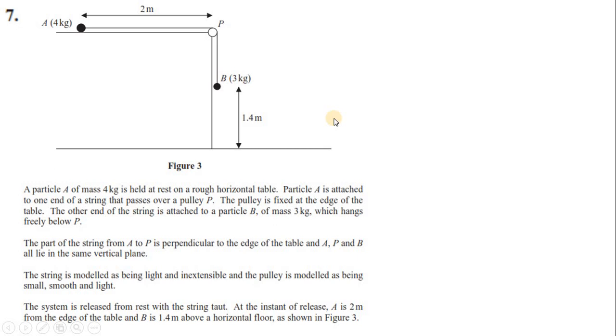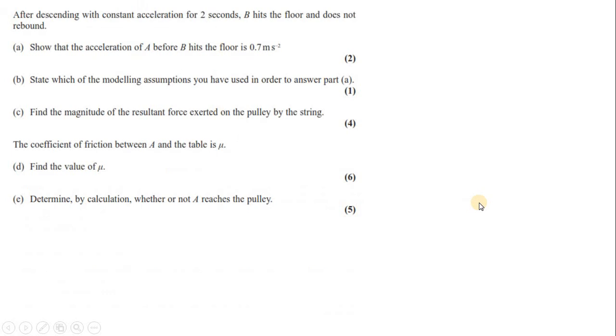The system is released from rest with the string taut. At the instant of release, A is 2 meters from the edge of the table and B is 1.4 meters above the horizontal floor, as shown in the diagram. So this is the situation: particle A is 2 meters away from the pulley, and particle B is 1.4 meters high, with masses 3 kg and 4 kg. When B is released, it will be falling down, so A will be moving rightward. It is a rough horizontal table, so we have friction here. After descending with a constant acceleration for 2 seconds, B hits the floor and does not rebound.